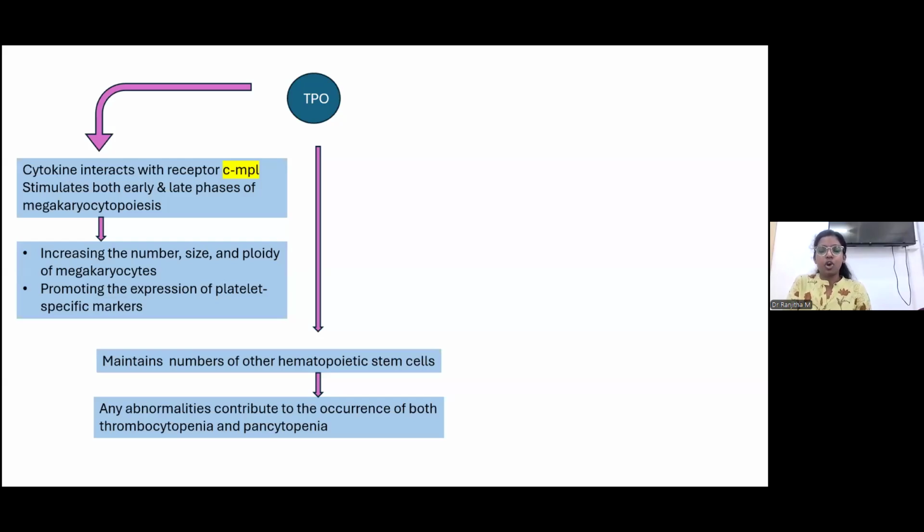So as we all know, for thrombopoiesis to occur, we need the protein thrombopoietin. But how does it act? It should act via the receptor, which is encoded by CMPL. So the thrombopoietin receptor, when it is coded by CMPL in conjugation with TPO, stimulates both early as well as late phases of megakaryocytopoiesis, thereby increasing the number, size, and ploidy of the megakaryocytes, and also promotes the expression of platelet-specific markers on the platelets. But not just that, it also maintains the number of other hematopoietic stem cells, and any abnormality contributes to the occurrence of both thrombocytopenia and pancytopenia that we saw in our case 2.